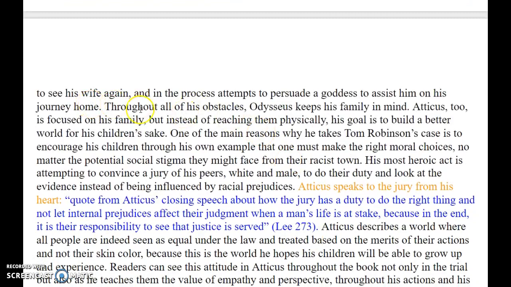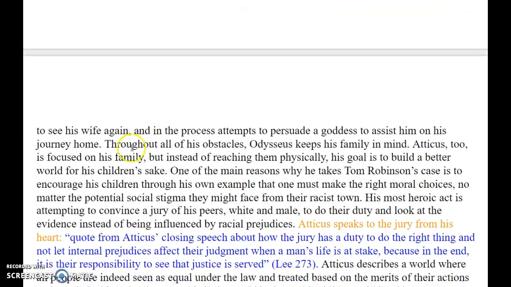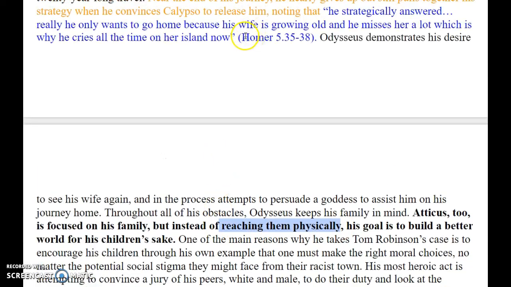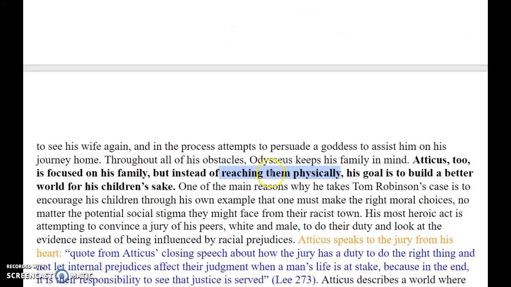Okay. So I'm talking about the family. When I say throughout all of his obstacles, Odysseus keeps his family in mind. Atticus, too, is focused on his family, but instead of reaching them physically, his goal is to build a better world for his children's sake. That is my transition, because I've got the word too, so that's like similarly, and I'm referencing reaching them physically, which I just talked about. Okay, so that's my link to the first half of the paragraph, and then this moves on to the second half of the paragraph.